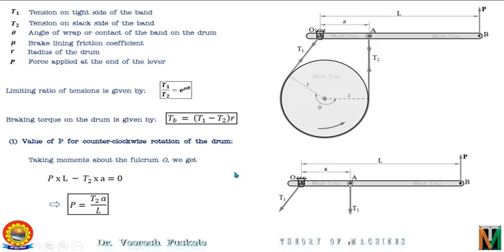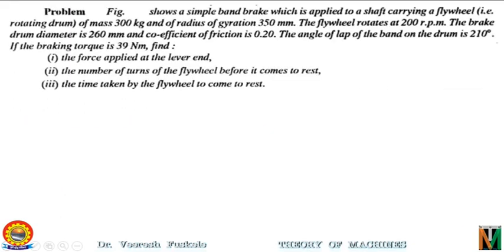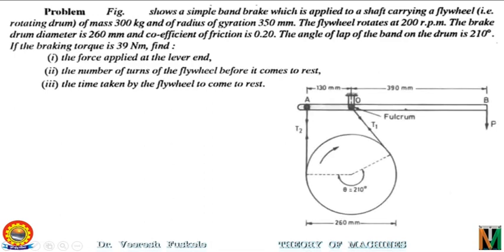I hope you have understood the concept and will now be able to solve the numerical problems based on simple band brake. So now let's take up a numerical problem. The problem statement is as follows. The figure shows a simple band brake which is applied to a shaft carrying a flywheel, that is, a rotating drum of mass 300 kg and of radius of gyration 350 mm.